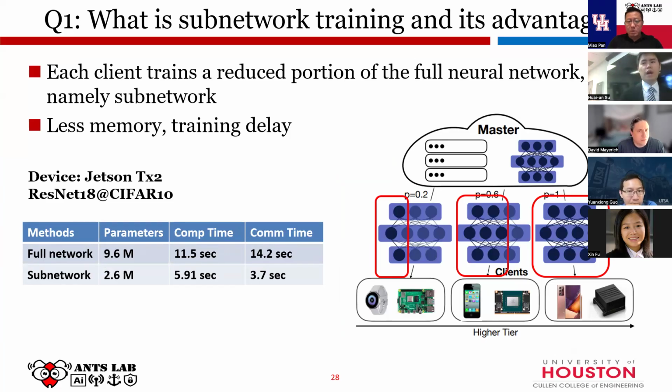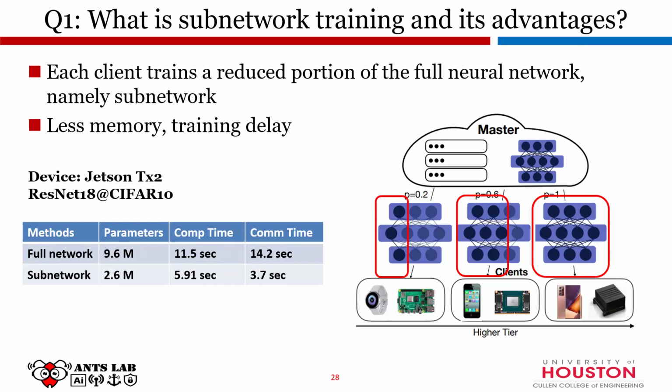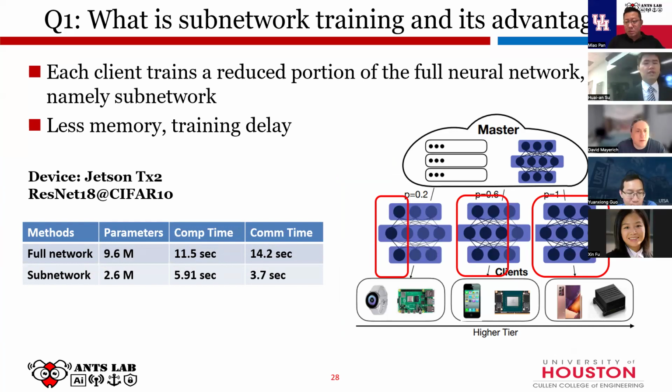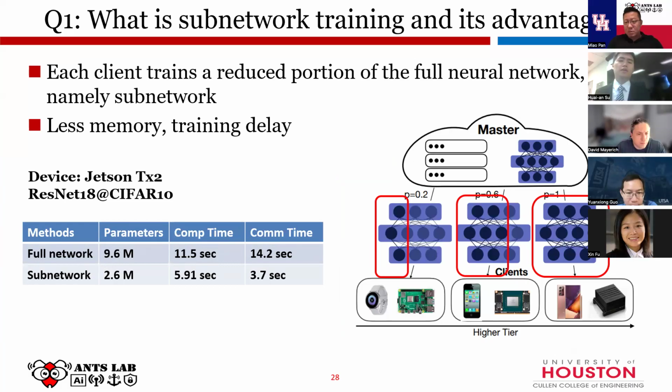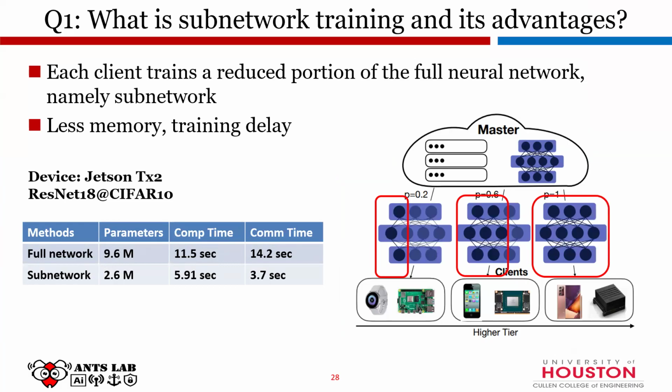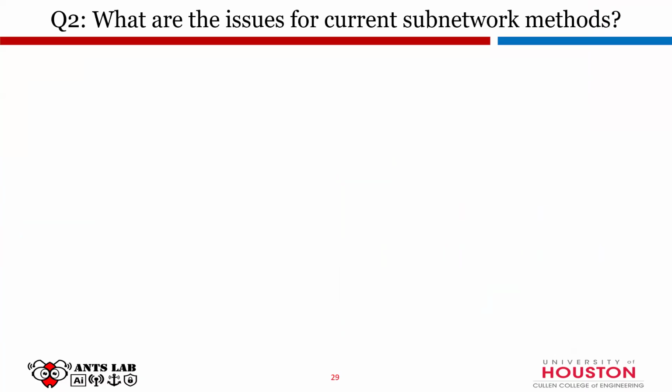Here we have an example on the device TX2, and we can see the difference between a full network and a subnetwork. You have a big difference in terms of parameters, and as a result we have relatively low computing and communication time.